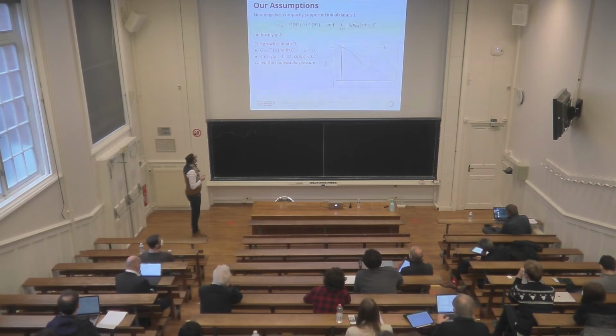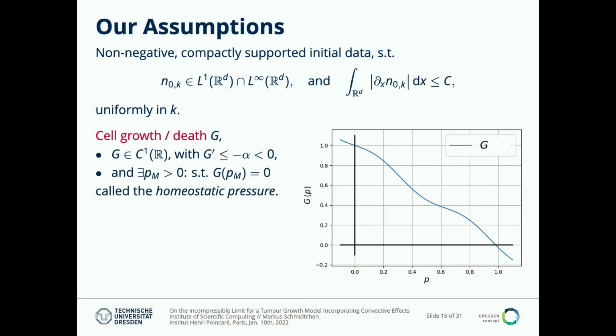Then for the growth rate, or the death rate, we assume that it's a C1 function that is strictly decreasing. I've just given a cartoon here. And we assume that there is such a number, Pm, called the homeostatic pressure, where our growth rate drops to 0. The motivation is that when the tissue is in homeostasis, so when it's in equilibrium, if the pressure is slightly larger than that, our tissue will start dying, whereas if the pressure is lower than the homeostatic pressure, then there's still room for our tissue to grow, and therefore the growth rate is still positive. So this is the motivation for these assumptions.